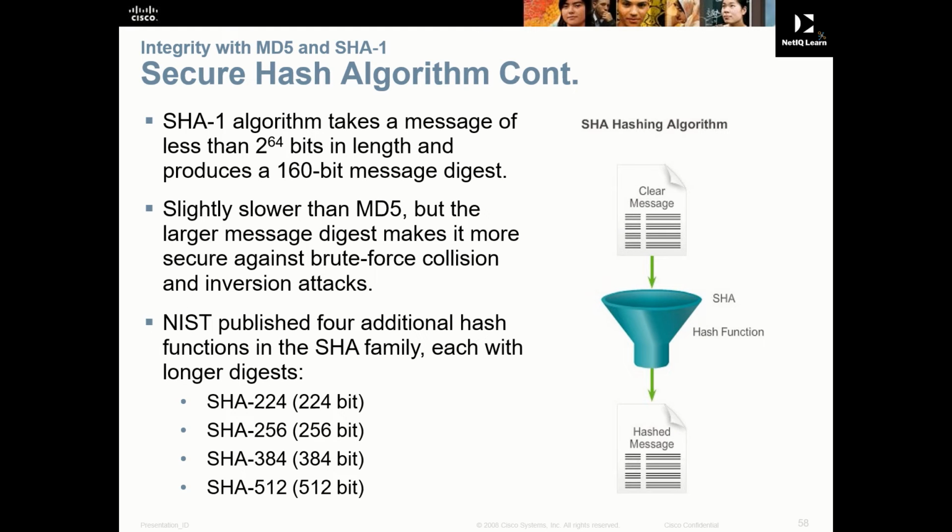The SHA-1 algorithm takes a message of fewer than 2 to the power 64 bits in length and produces a 160-bit message digest. SHA-1 is slightly slower than MD5, but the larger message digest makes it more secure against brute force collisions and inversion attacks. NIST published 4 additional hash functions in the SHA family, each with a longer digest: SHA-224 bits, SHA-256 bits, SHA-384 bits, and SHA-512 bits.